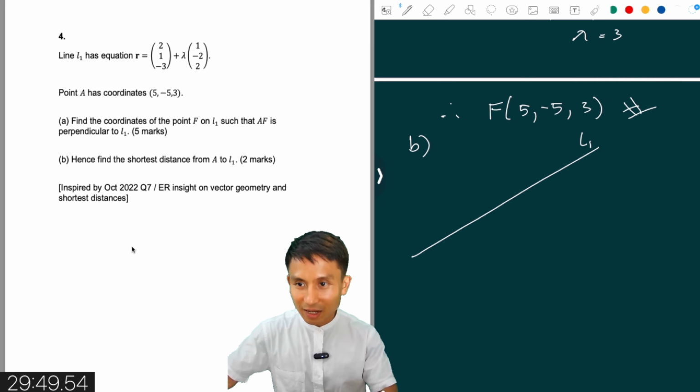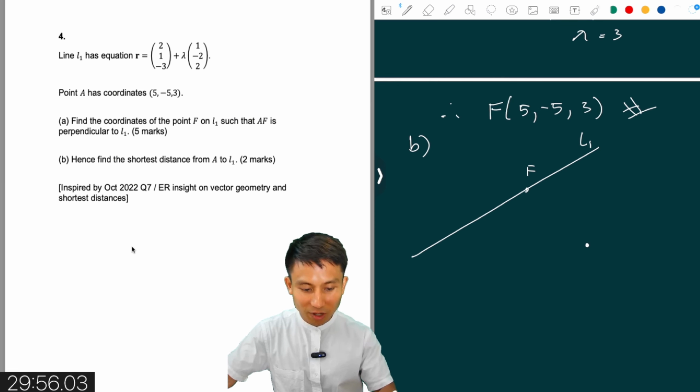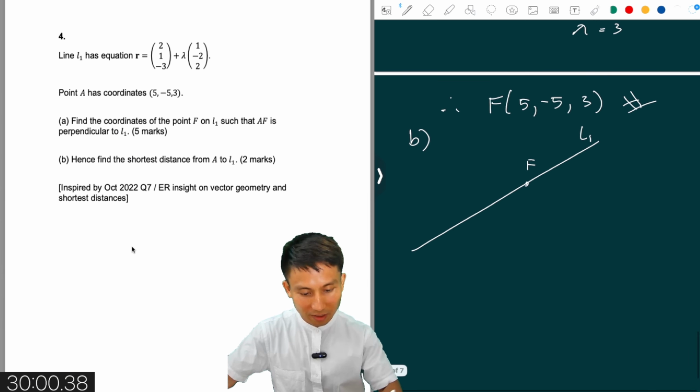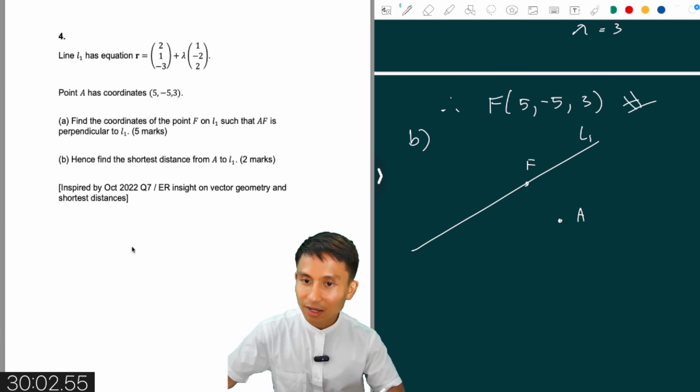L1. And then we have a point F, remember? And then FA is perpendicular. And A has a coordinate somewhere outside the line because F is on the line, so A should not be on the line. So let's say A is here. And then we also have, wait, what?